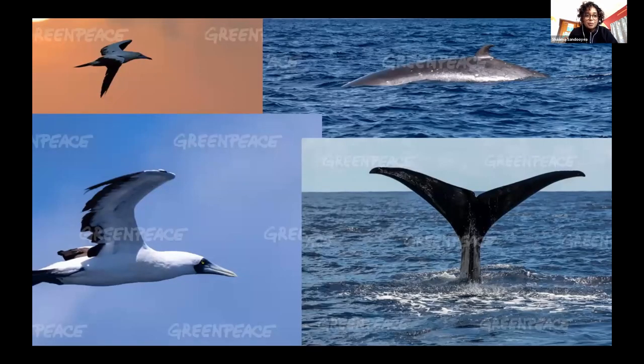And these are some of the pictures of what we saw. On top left, you can see that it's a red-footed booby. On the bottom you can see it's a masked booby, and on the right you can see that we saw sperm whales and Bryde's whales. It was very interesting to spot these cetaceans there.